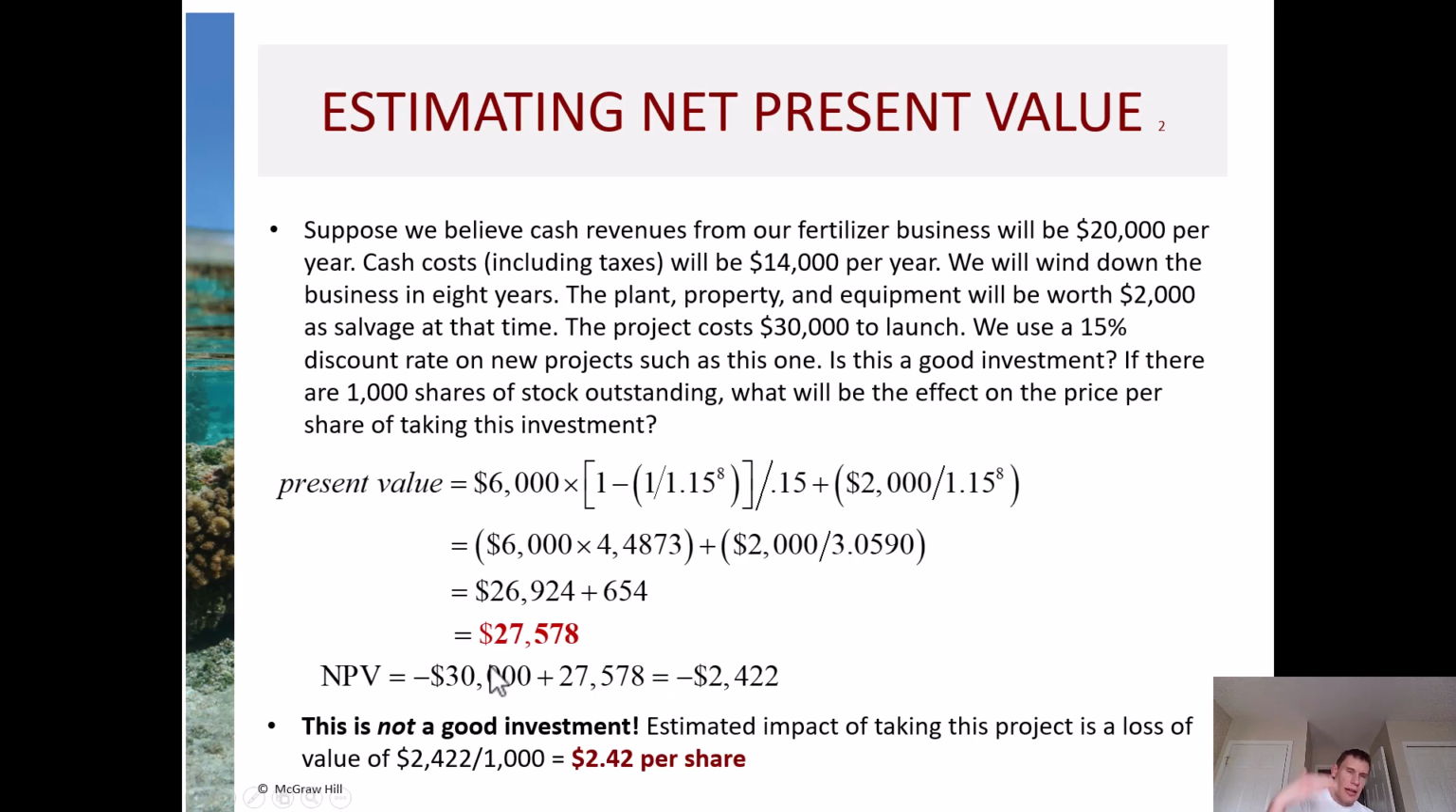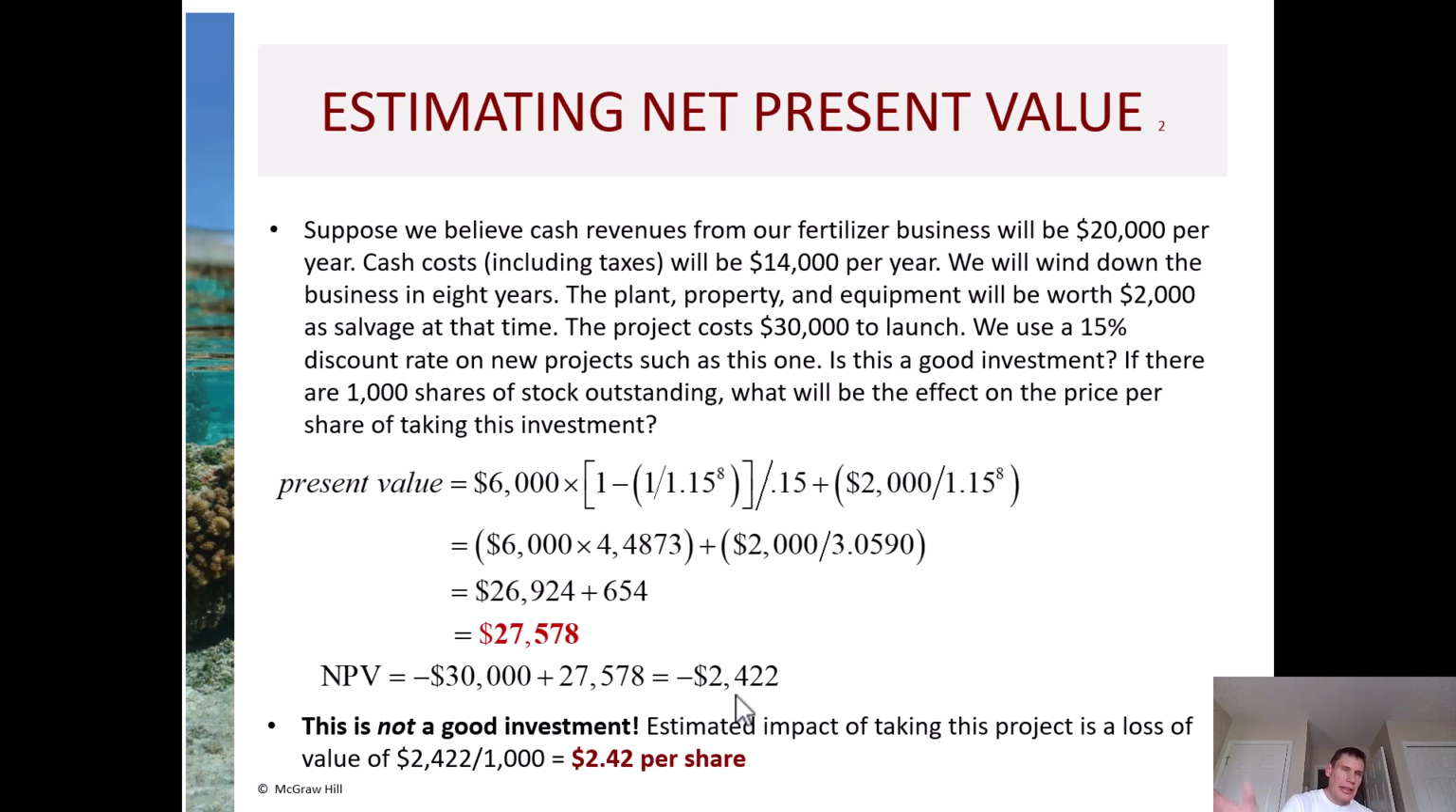So let me, I forgot to mention this. This is a negative number, negative 30,000, because we're spending 30,000 today, and we're getting positive 20. The present value of all the future cash flows is positive 27,578. So you notice that the NPV is negative 2,422. Thus, this is not a good investment. So we would not undertake this.